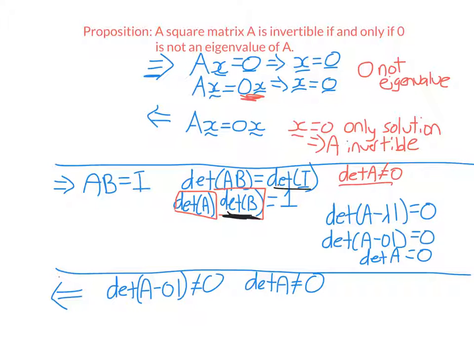You can also make other arguments here as well. If the determinant of A is not equal to 0, then the columns of A are linearly independent. There are heaps of arguments you can make here. But if we're just sticking to not using the statements on the previous slide, if 0 is not an eigenvalue of A, then the determinant of A is not equal to 0, and therefore there will be a matrix that you can multiply it by to get the identity matrix.